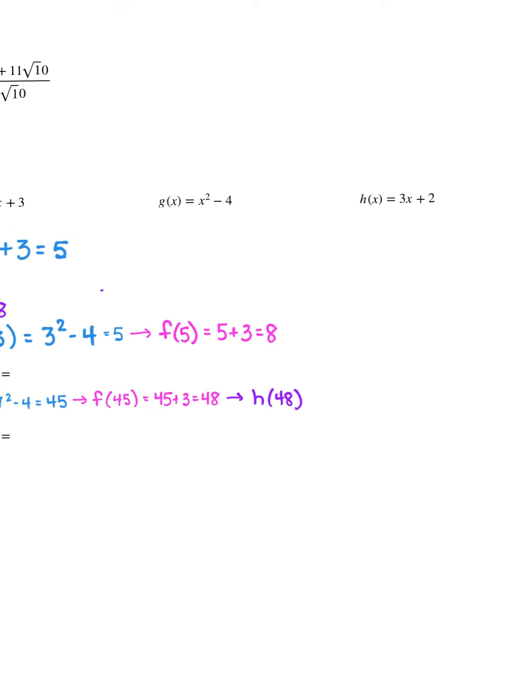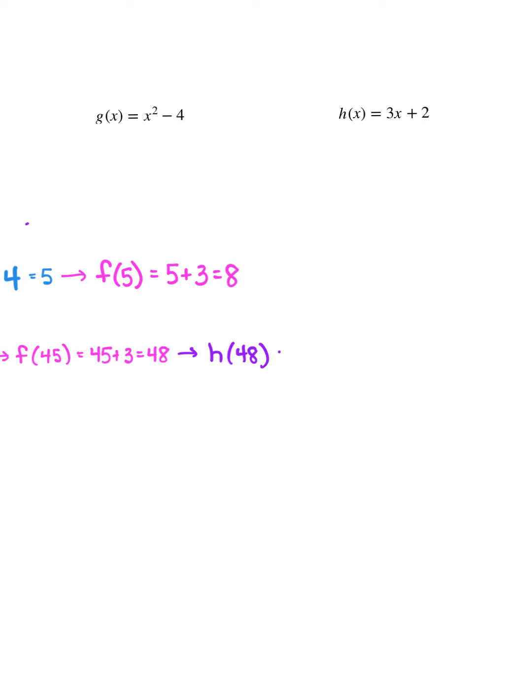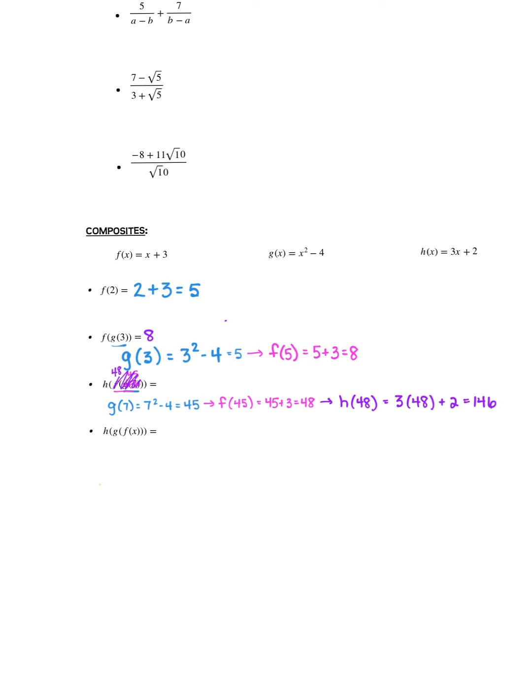And I forgot what my h function is. Okay, 3x plus 2. So that's going to be 3 times 48 plus 2. Well, let's see. 3 times 48 is 144. And then 144 plus 2 is 146 as a final answer. So again, just to clean up my mess here, I'm going to get rid of all these scribbles, and the final answer would be 146.